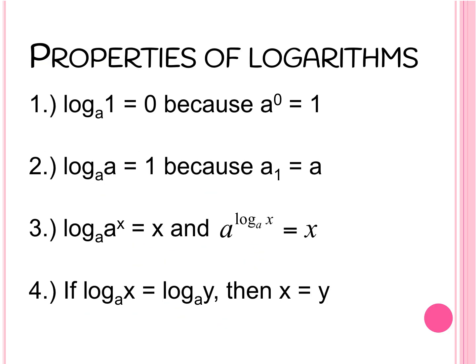All right, on the next page, we have properties of logs. So log, doesn't matter what your base is, the log of 1 is always going to be 0. That's because if we rewrite this into exponential form, doesn't matter what our base is, anything to the power of 0 equals 1. So the log of 1 is always going to be 0.